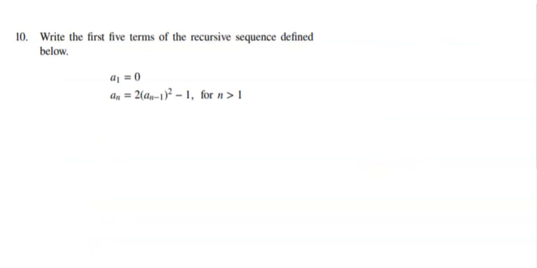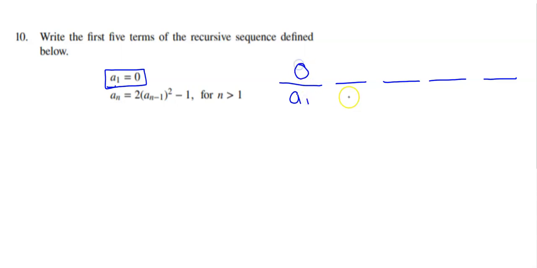Our next problem, number 10, is to write the first 5 terms of the recursive sequence defined below. So in this problem, we are given the sequence, and it wants us to determine the first 5 values of the sequence. Now, in a recursive sequence, it really has to do with the notation which is being used to define the sequence. So here we are given that our first term is equal to 0. So if I want to know the first 5 terms, 1, 2, 3, 4, 5, I know that my a sub 1 is equal to 0.